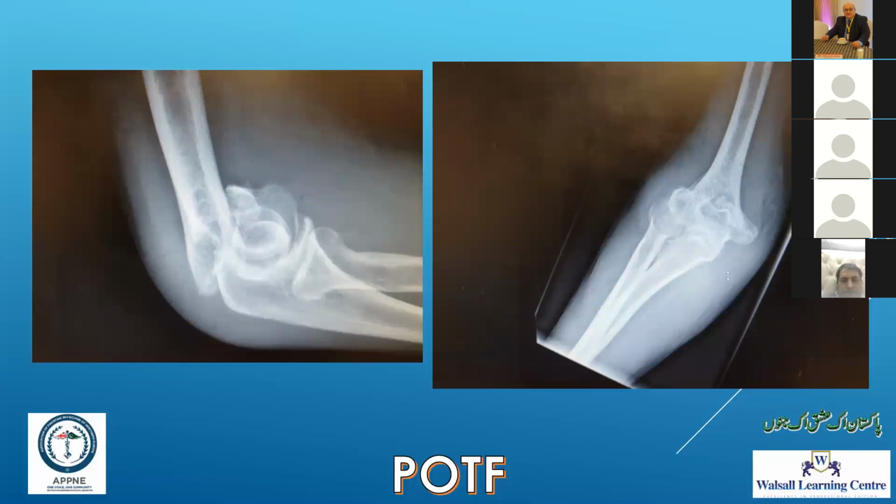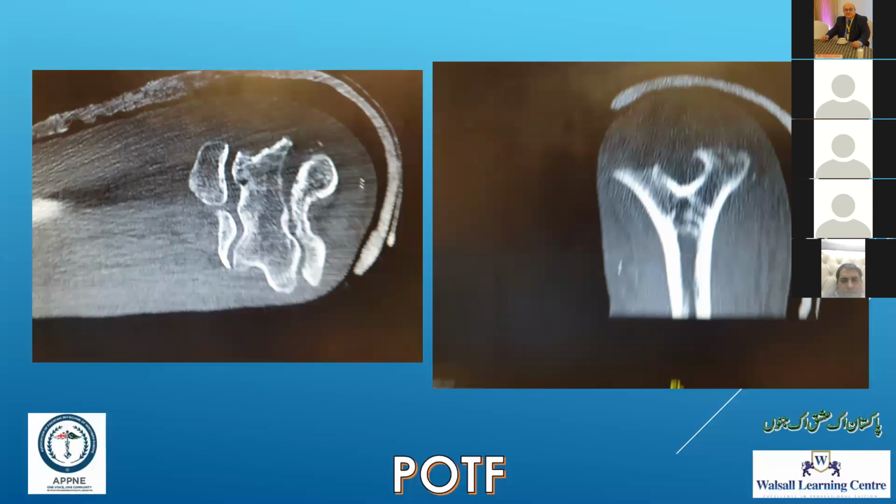Sir, I didn't hear. Now we have decided we want to offer an operative procedure for this person. So what are you going to offer? Okay, sir. First I would like to have a CT scan with 3D reconstruction for better evaluation of the fracture pattern and its extension.